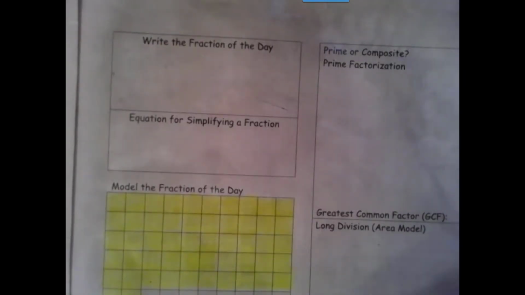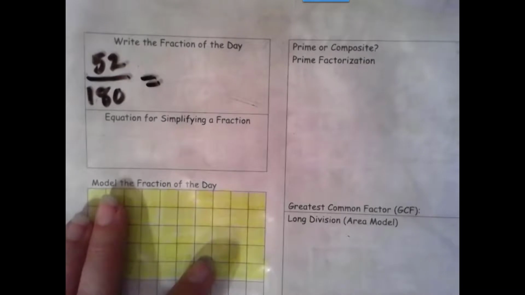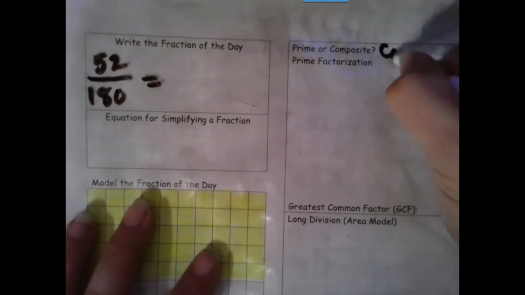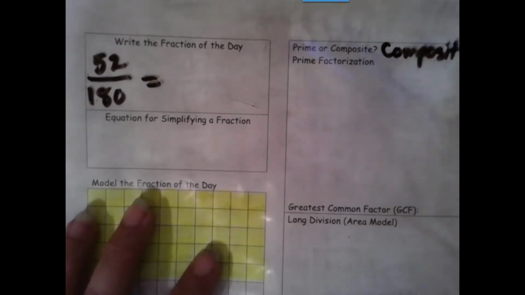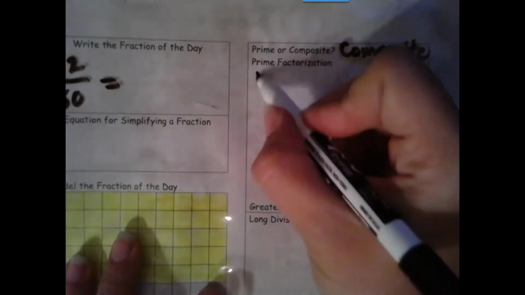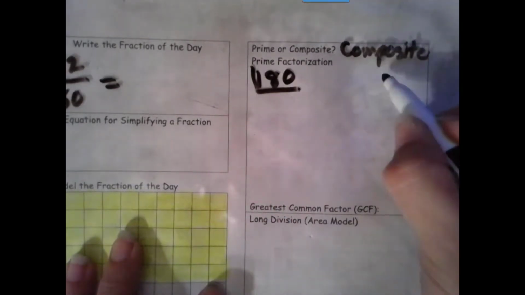Okay, our beginning fraction. We have a total of 180 school days, and we're on day 52. Well, since 52 is an even number, and the only even number that's prime is the number 2, this number has to be composite. And if you look on our prime number sieve, it will not be circled. So that means we have to do the prime factorization for both our denominator and our numerator.